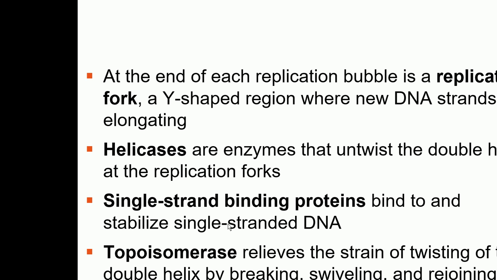It relieves the strain of twisting of the double helix by breaking, swiveling, and rejoining the double strands. So when the two DNA strands are opening, it's just like a spring. You can just imagine a spring. If you start opening a spring, there will be a lot of tension ahead. The spring is going to become very tight, and the same thing happens with DNA also, because DNA is very, very super coiled, but because of the involvement of these enzymes called topoisomerases, they relieve the strain of twisting of the double helix.